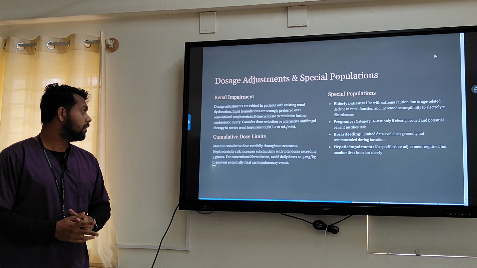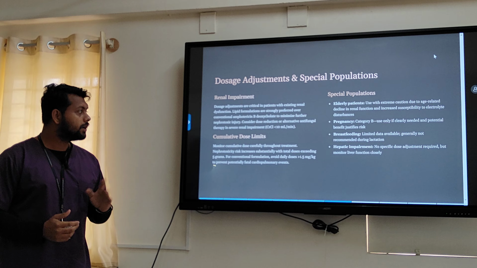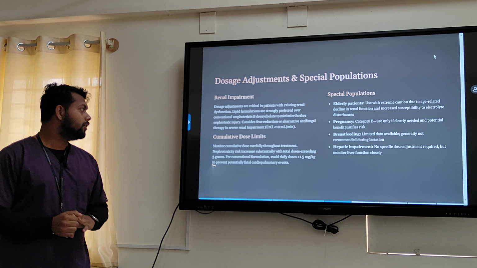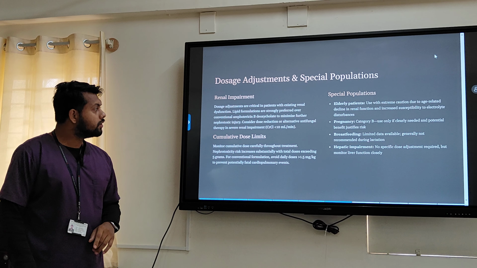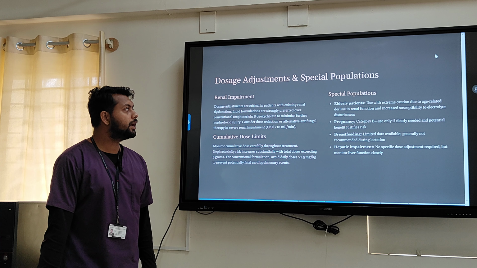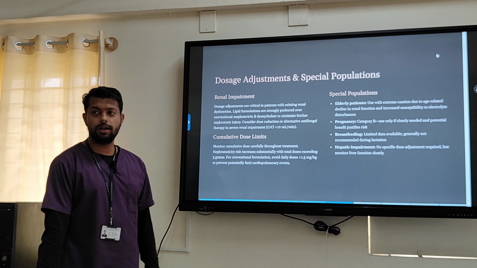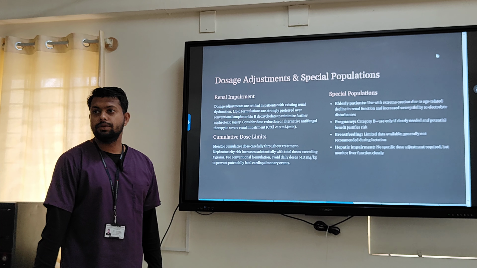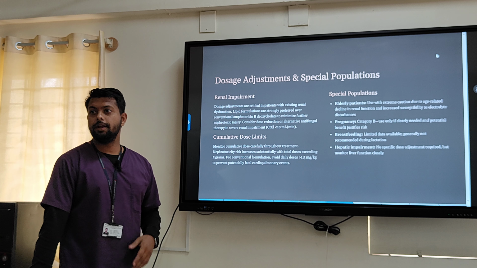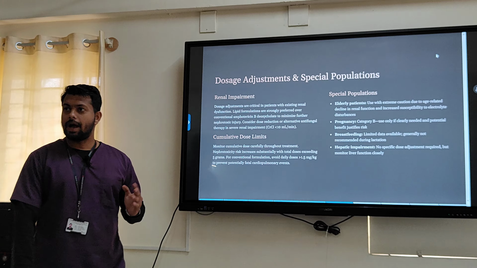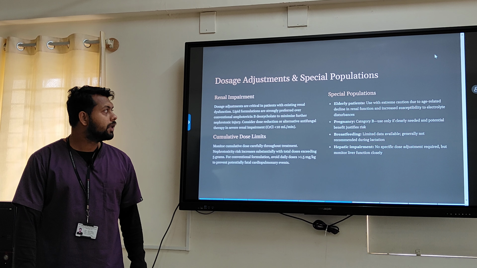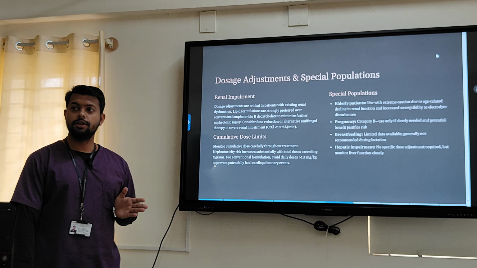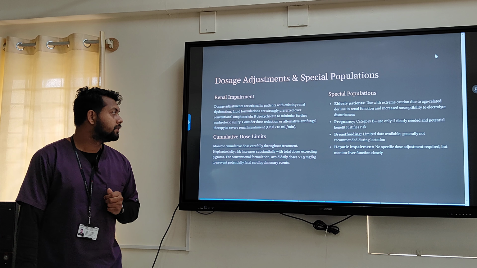And for the conventional formulation, avoid a daily dose greater than 1.5 mg per kg to prevent potentially fatal cardiopulmonary events. For special populations, in elderly patients use extreme caution due to age-related decline in renal function and increased susceptibility to electrolyte disturbance. As we know, as age grows, electrolyte imbalance is more common in elderly patients, so there should be continuous monitoring of electrolytes and renal function tests.